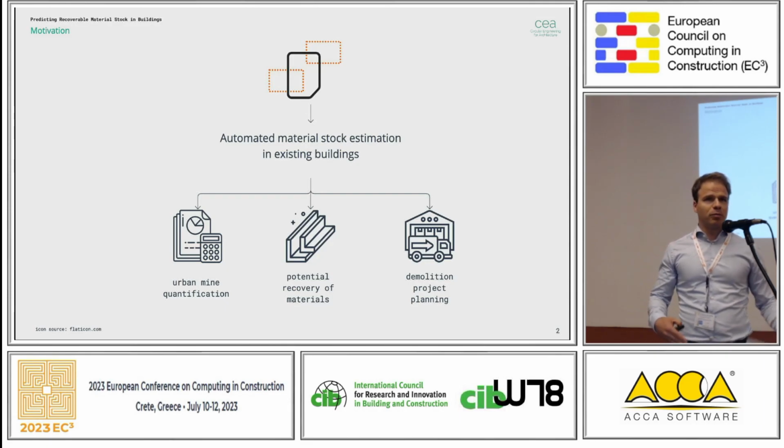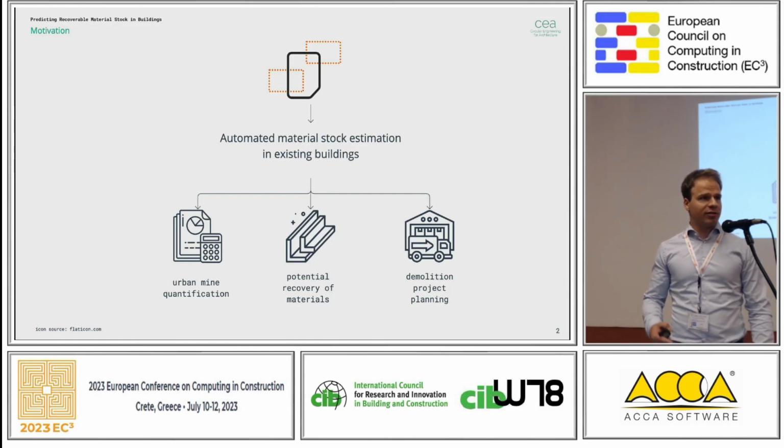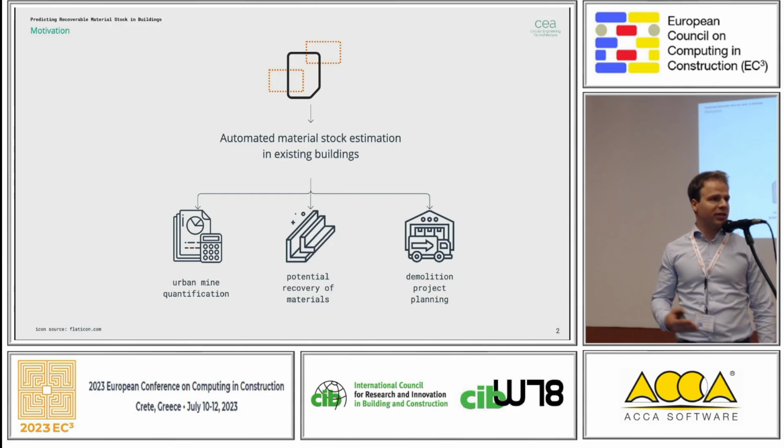And with that method, we could improve visualization and quantification of urban material stock. We could potentially aid reuse agents to help them see where they could recover materials. And we can also help probably with demolition project planning for these buildings that will get demolished.